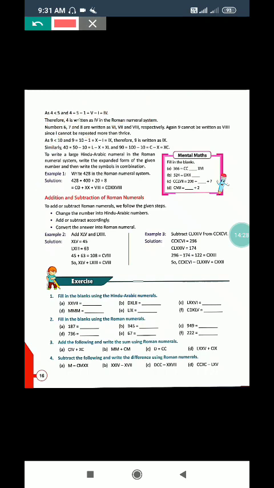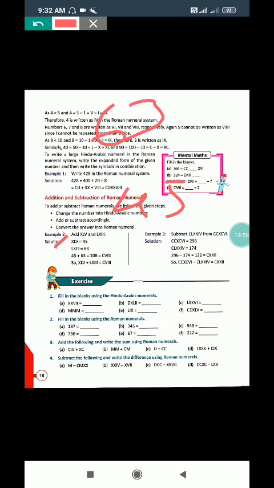Now let us take some examples. Here one example is given. Add XLV and LXIII. First of all, we have to put the Hindu-Arabic numbers. So the value of XLV in Hindu-Arabic is 45. Again, the value of LXIII is equal to 63.